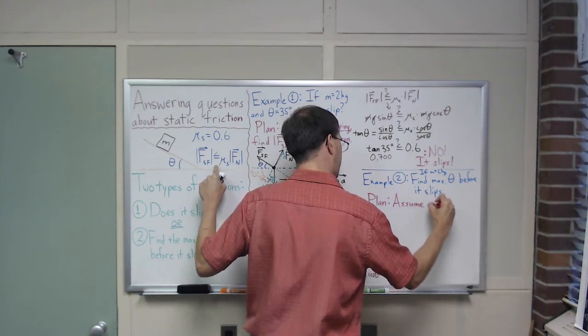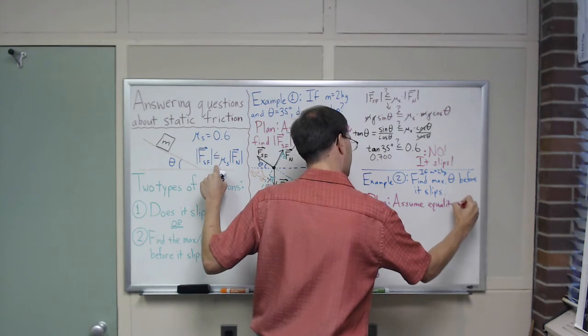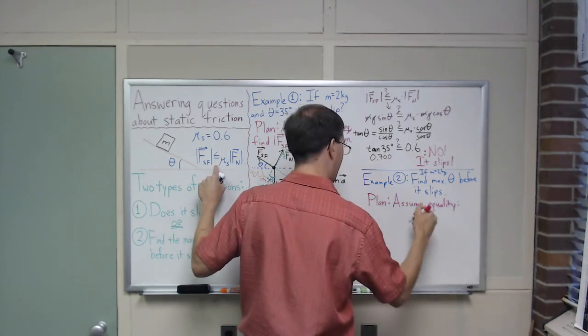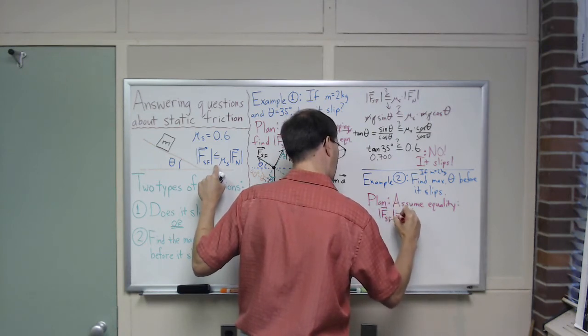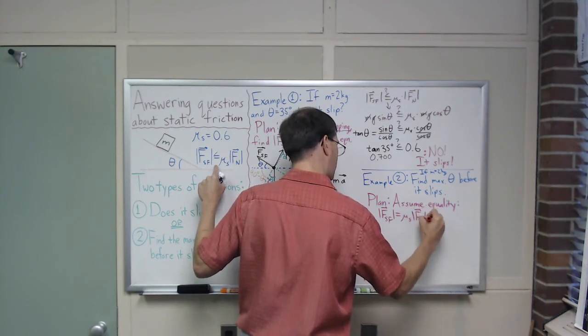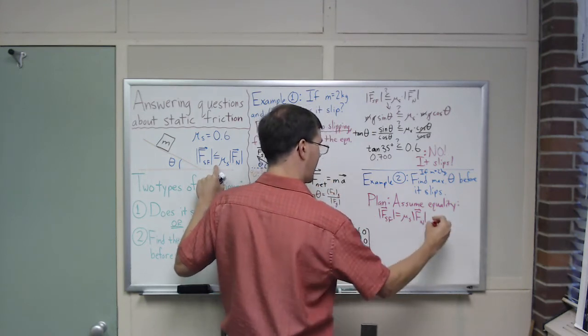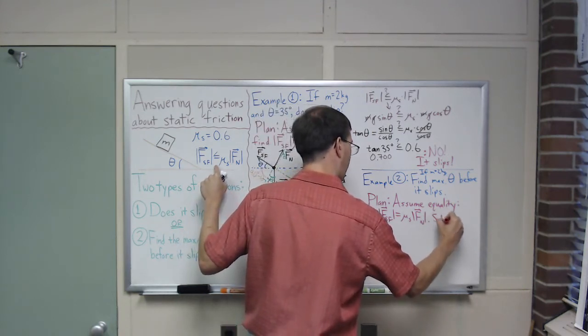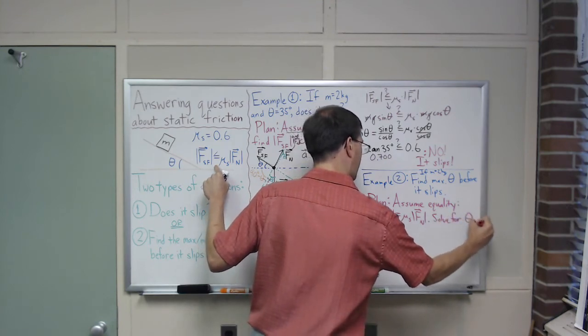Assume equality. That is to say that, in our case, the force of static friction equals mu s times the magnitude of the normal force. Then, once you've done that, solve for our unknown. And why does that work?